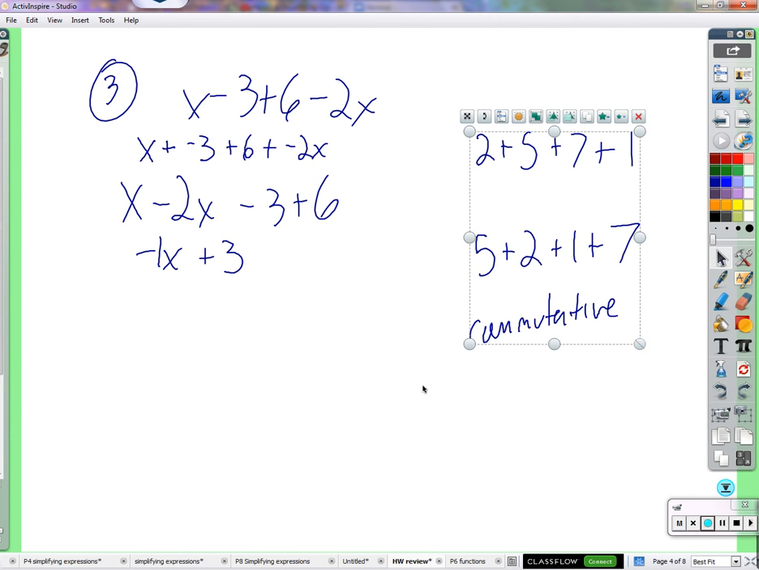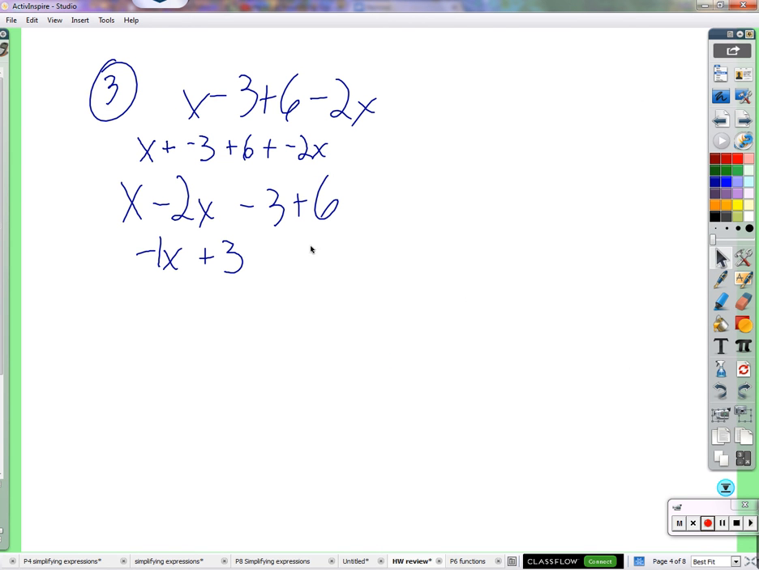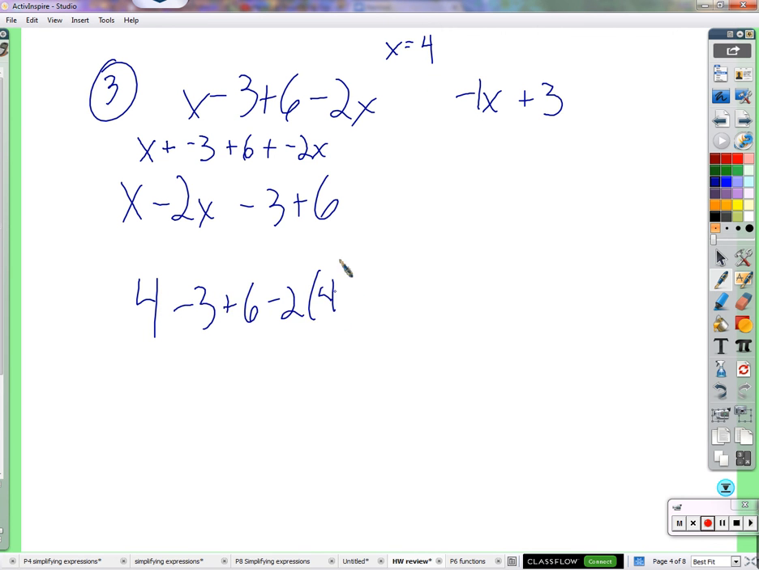And if I were to plug in a value for x, you don't even have to use one from the worksheet. We just make one up. We'll plug in 4. Why not? 4 minus 3 plus 6 minus 2 times 4. Negative 2 times 4 is negative 8. 4 minus 3 plus 6 minus 8. 4 minus 3 is 1. Plus 6 minus 8. 6 plus 1, 7 minus 8. Negative 1.